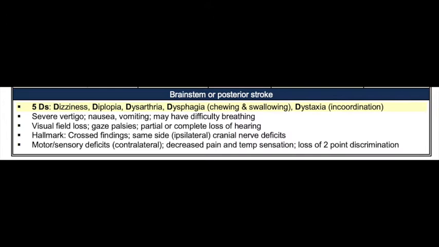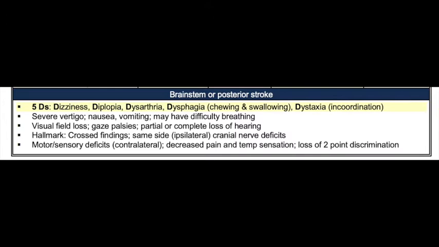So hallmark signs of this are going to be cross-finding. What that means is in our cranial nerves, we're going to have the same-sided type of deficit. So you see a left-sided droop, and then we're going to have contralateral or opposite side motor sensory deficits. So they may have a droop on the left side but weakness on the right side. They're also going to have decreased pain and temperature sensation and possibly a loss of 2-point discrimination.